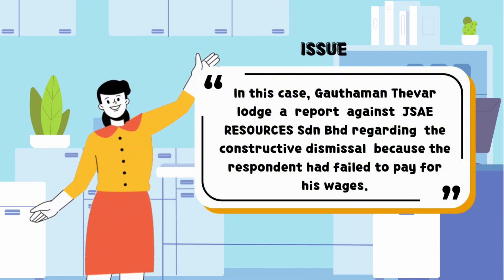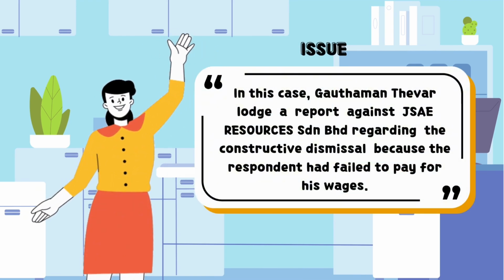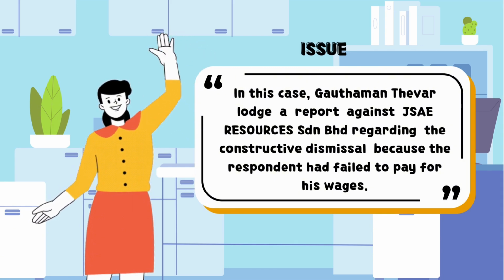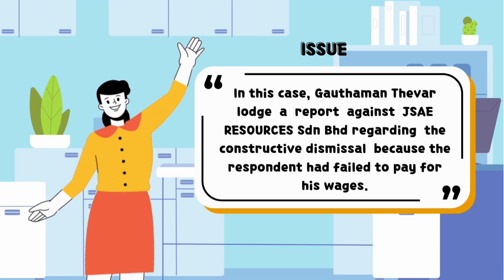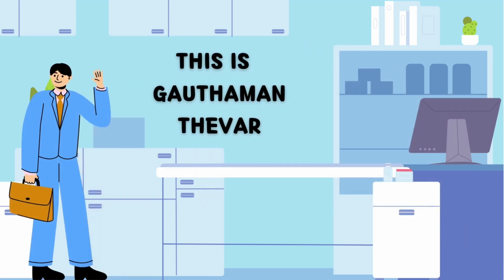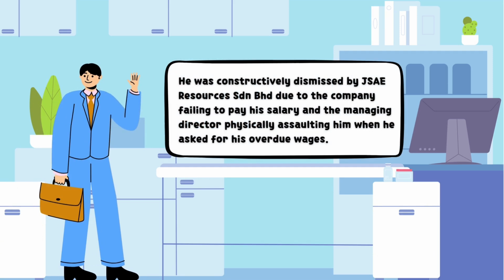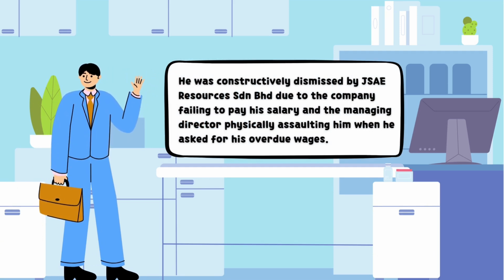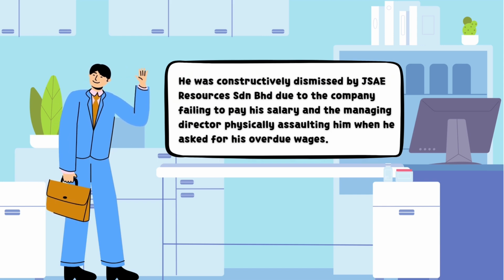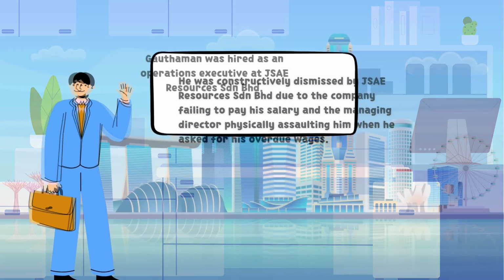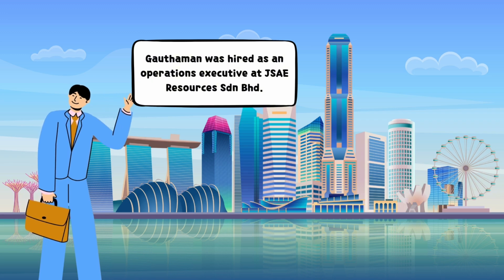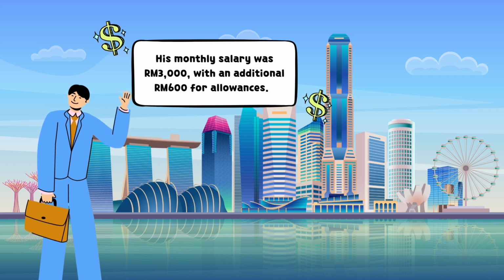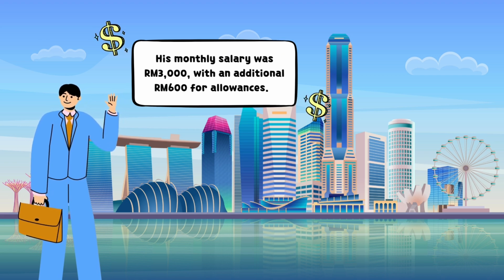In this case, Gothaman Thevar lodged a report against JSAE Resources SDN BHD regarding constructive dismissal because the respondent had failed to pay his wages. This is Gothaman Thevar. He was constructively dismissed by JSAE Resources SDN BHD due to the company failing to pay his salary and the managing director physically assaulting him when he asked for his overdue wages. Gothaman was hired as an operations executive at JSAE Resources SDN BHD. His monthly salary was RM3000, with an additional RM600 for allowances.